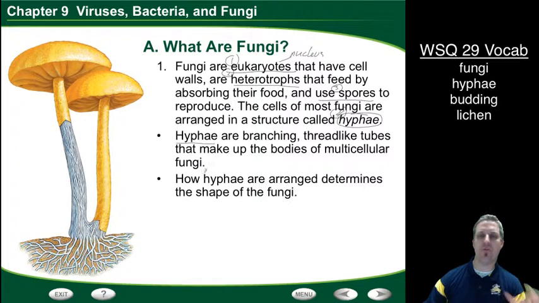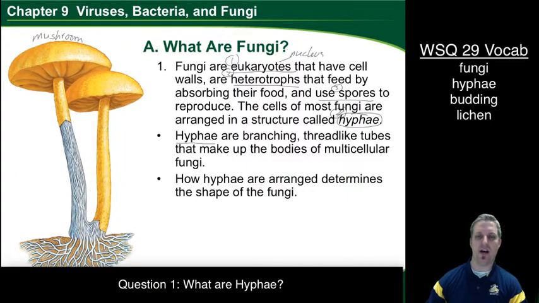What are hyphae? Hyphae are branching thread-like tubes that make up the bodies of multicellular fungi. We can see over here on the left, of course, this is just the classic mushroom. Okay, and mushrooms are made up primarily of hyphae. And if you look at the hyphae, these are branching thread-like tubes. Right here, and they allow them to absorb their nutrients and water and the different things that they need in a multicellular fungi.